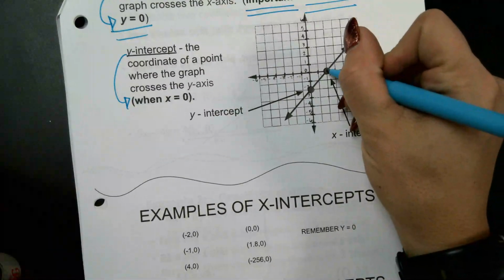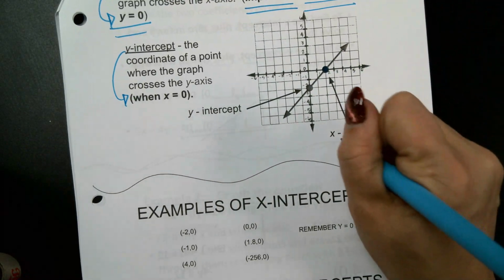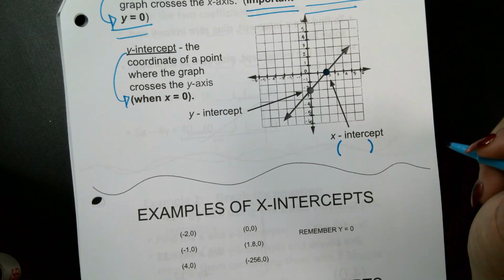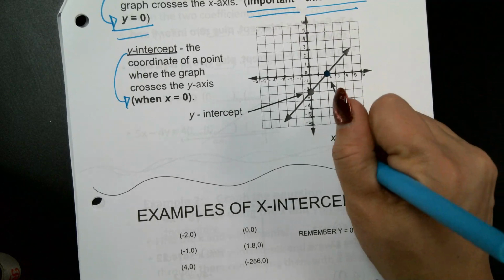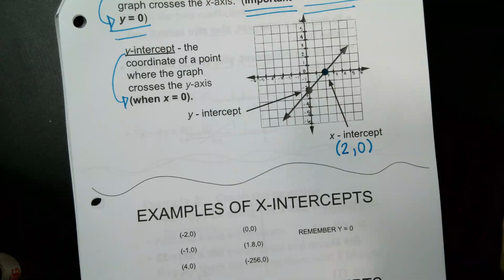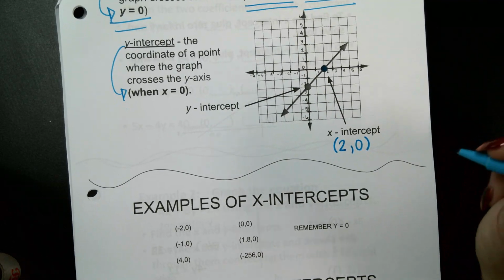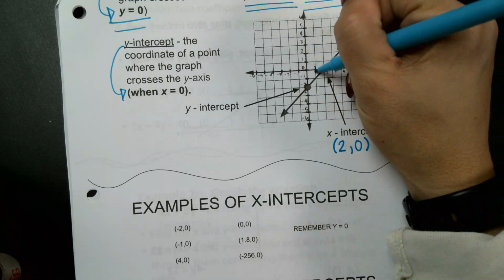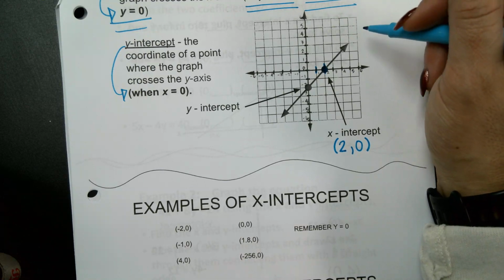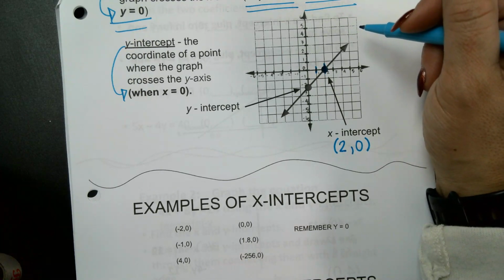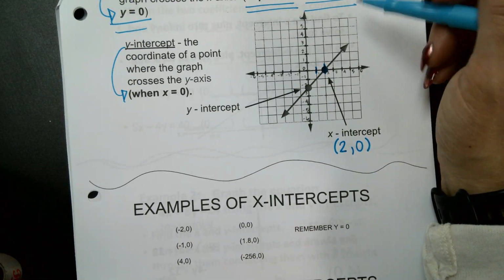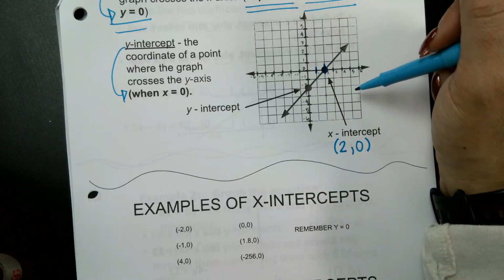So if I were to write this as an ordered pair, what would that look like? Is it 2, 0 or 0, 2? It should be 2, 0 because the 2 is the x, and that always goes first, and then the y is automatically 0. It's right there on the 2. I will never give you ordered pairs where there'll be decimals.